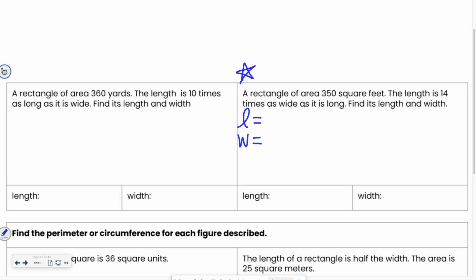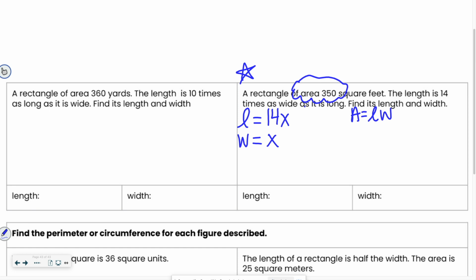Okay, so we don't know what our length and width is, but we know that the length is 14 times as long as it is wide. So what can we call our width, since we don't know what it is? X. X, very good. And now I know our length is 14 times that amount. And the other nugget of information we know is its area. So how do you find the area of a rectangle? Yes, length times width. So that's your formula.